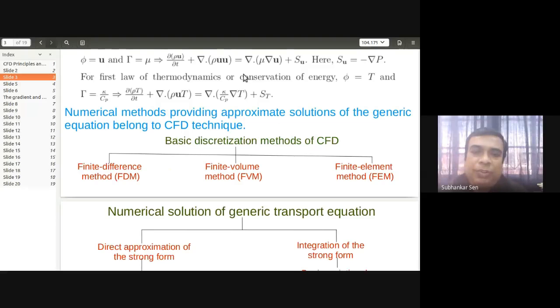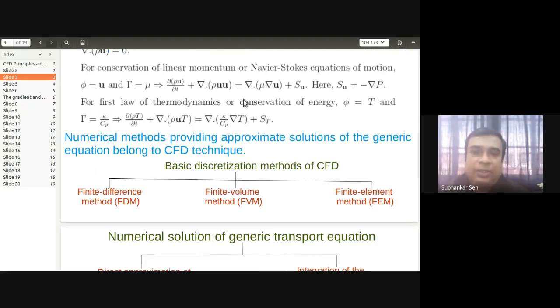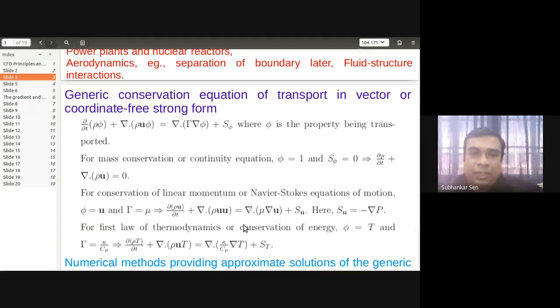Now, if you go for solving this generic transport equation, this is a transport equation for the transport of this quantity phi, transport of phi by convection, transport of phi by diffusion. So this gamma is the diffusion coefficient and this u is the convective velocity. This velocity will be responsible for convection of this quantity phi, and this diffusion is like conduction. This diffusion coefficient will be responsible for the diffusion transport of this property phi.